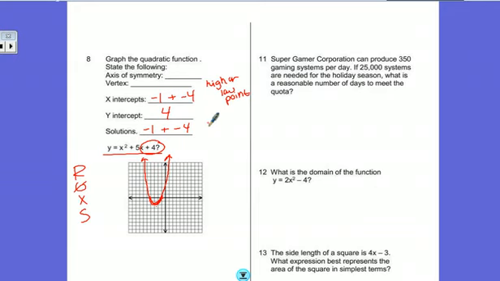The vertex and the axis of symmetry are the same. So you could use your calculator and do the second trace and find your vertex, or remember the vertex is opposite b over 2a. Alright, so if you do all that work, you can check your answer key and see if that's right. But that will at least get you started on that problem.